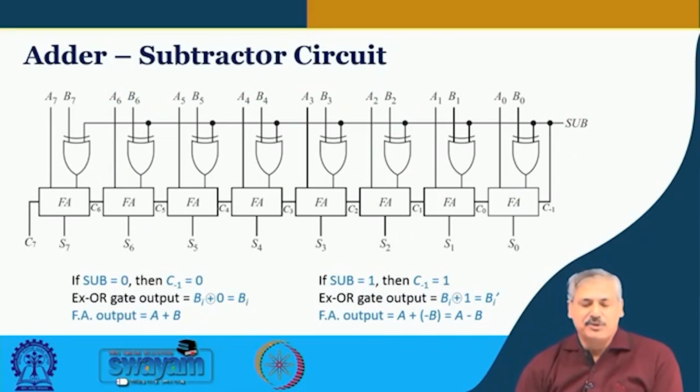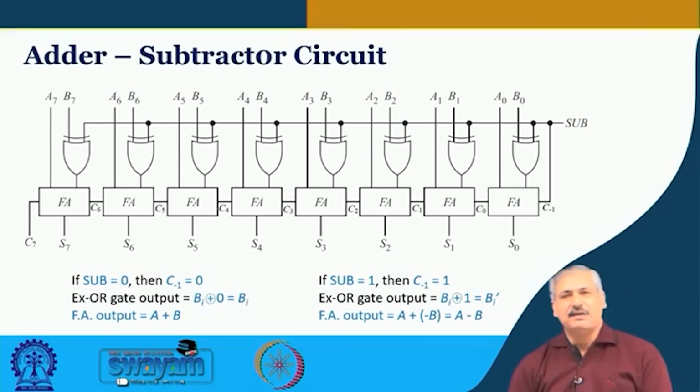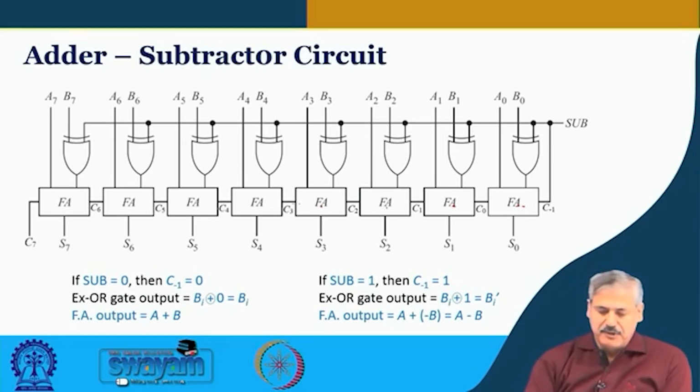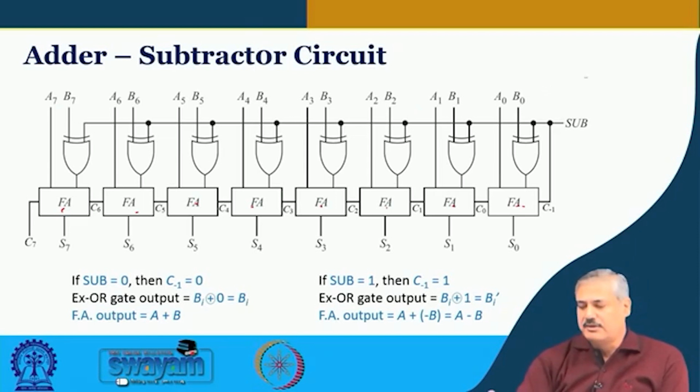Now, we look at how we can get both addition and subtraction within the same arrangement, the same framework. For that, we have placed an example of an 8-bit adder subtractor. So, you have got 8 full adders. This is one full adder, 1 2 3 4 5 6 7 8, you can see 8 full adders there, and the numbers are A0 to A7 and B0 to B7. This is the way the numbers have been placed.